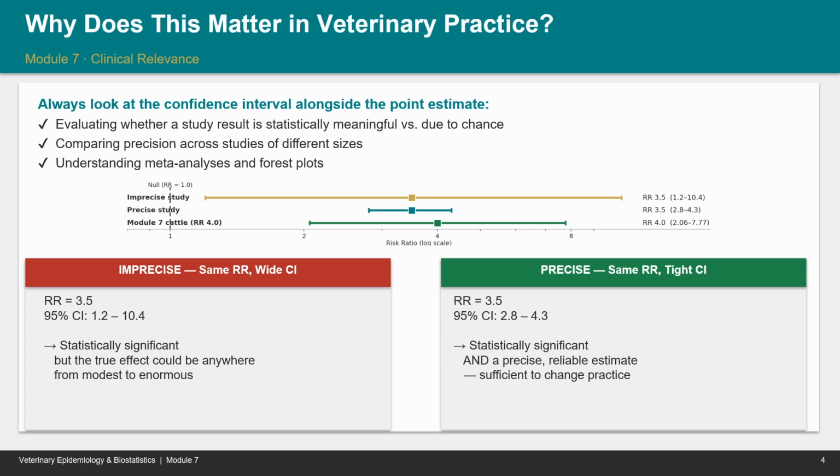An RR of 3.5 sounds impressive, but if the 95% CI runs from 1.2 to 10.4, that's a very wide range. The true effect could be anywhere from modest to enormous. Compare that to an RR of 3.5 with a CI of 2.8 to 4.3. That's a tight, precise estimate. Same point estimate, very different levels of certainty. This distinction matters enormously when you're deciding whether to change clinical practice based on a single study.